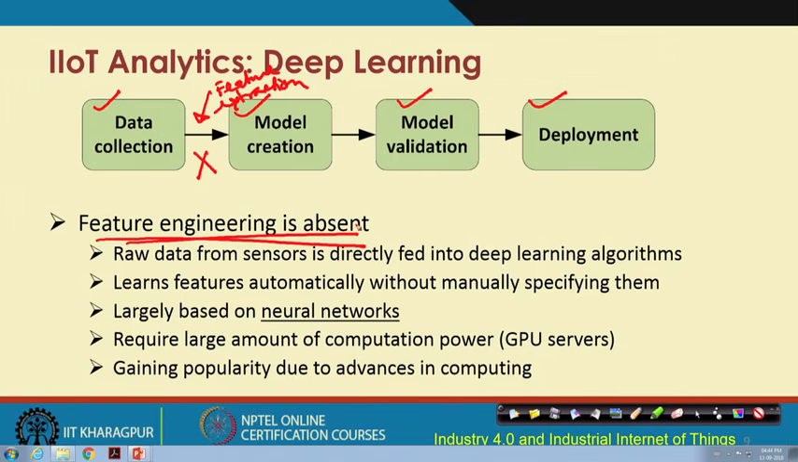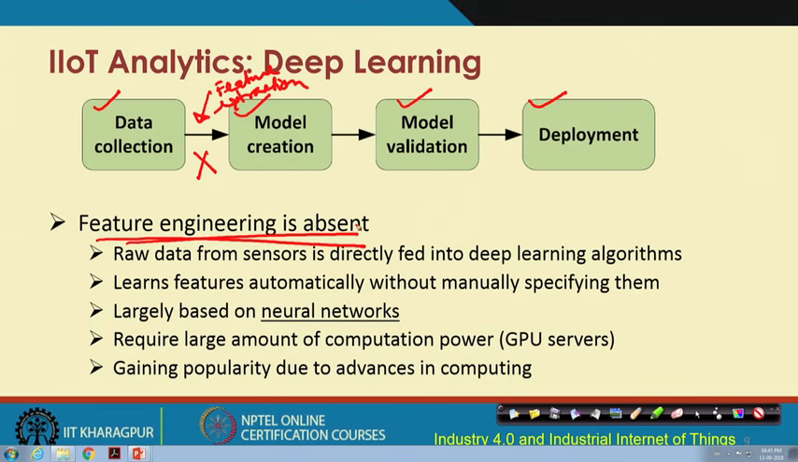Essentially what happens is the raw data from the sensors are fed into these deep learning algorithms, and from that different features will automatically get learned without actually manually specifying those features, which used to happen in the case of machine learning. So, learning different features automatically without manually specifying them, this is basically deep learning. Most of these deep learning methods are based on traditional neural networks.